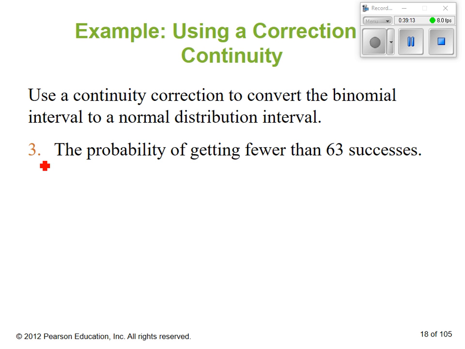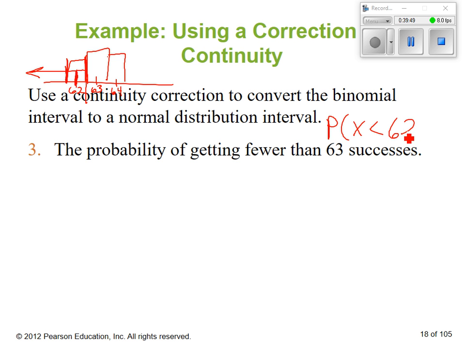Probability of getting fewer than 63. So you start at 62. If I'm looking at 63 right here, 62 would be over here somewhere. It doesn't matter what the bars look like. We want fewer than 63. Am I going to start right here? No. How about here? No. Right there is where we're going to start, and we want from there down, 62.5. So when we write our probability, it's going to be the probability that X is less than 62.5.